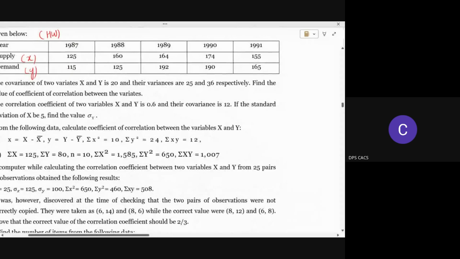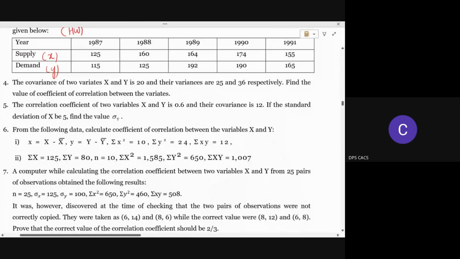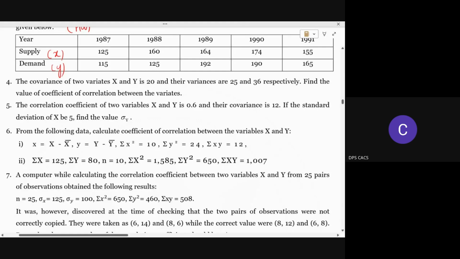Read question 4 and tell me how will I do this? With which formula? Question 4, with which formula? First formula, very good. Because covariance is given, and covariance is there in only one formula. And this is not a column question. I cannot ignore the covariance formula.